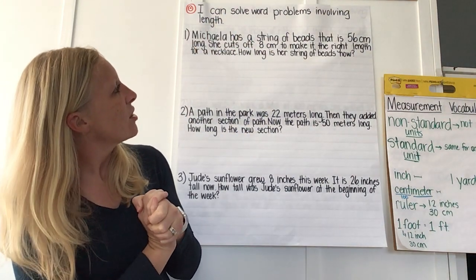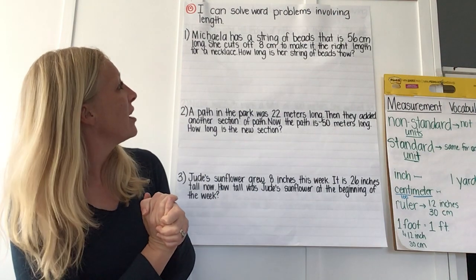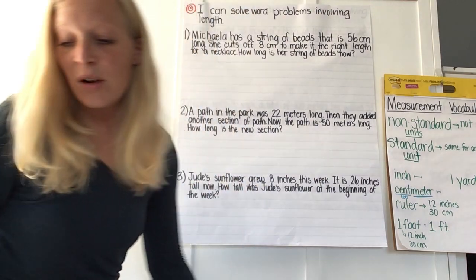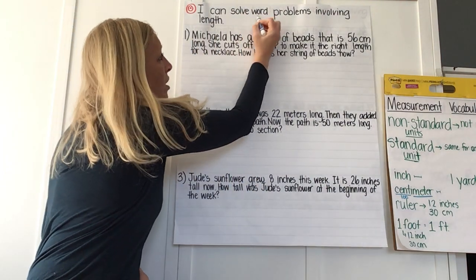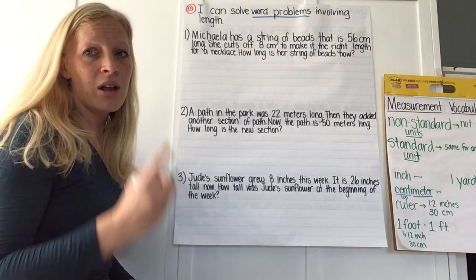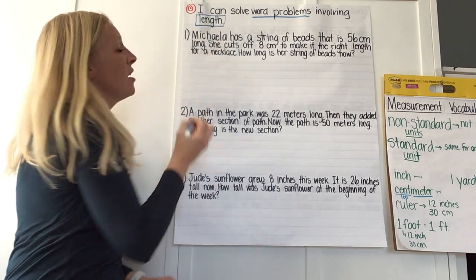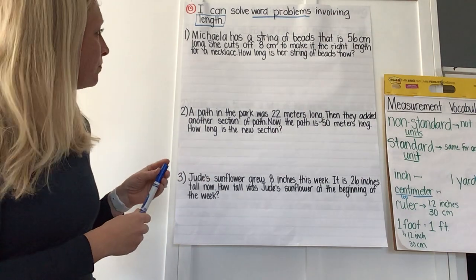I can solve word problems involving length. Let's go ahead and think about that for a second. When we're solving word problems involving length, that means we are thinking about what we know, what we're trying to find out, but we're thinking specifically about the length of an object, how long it is.